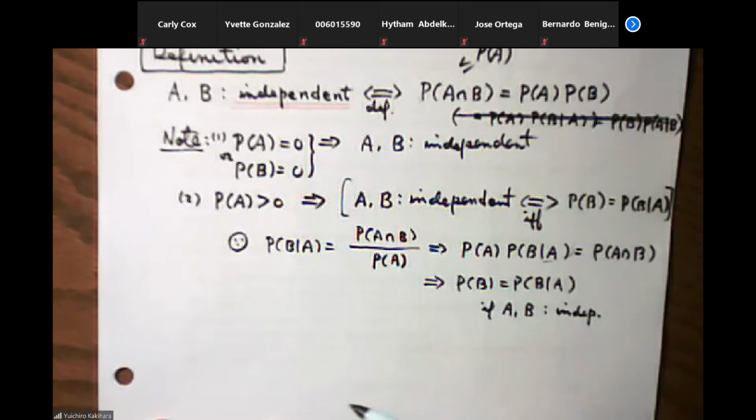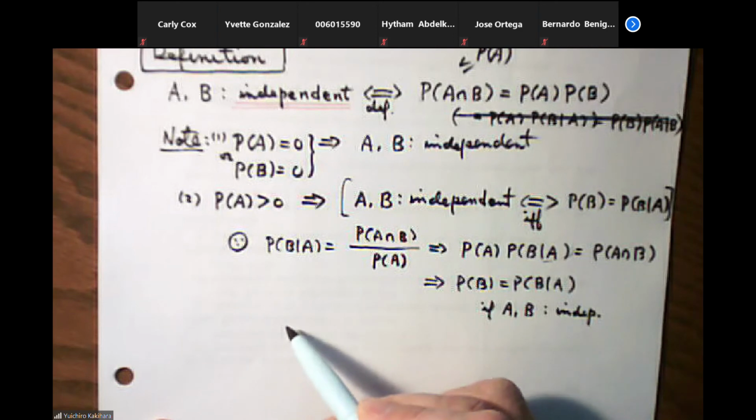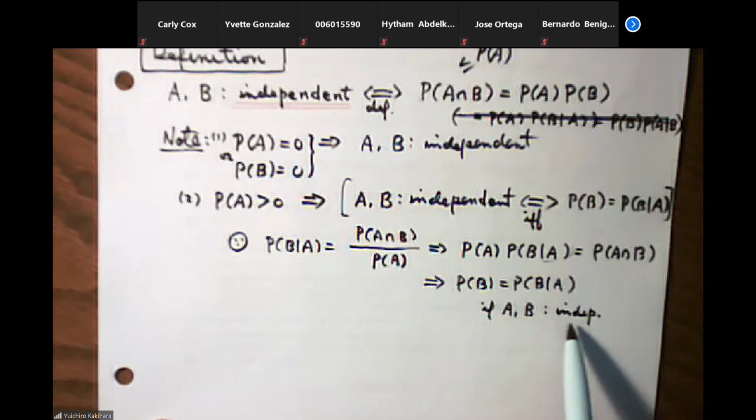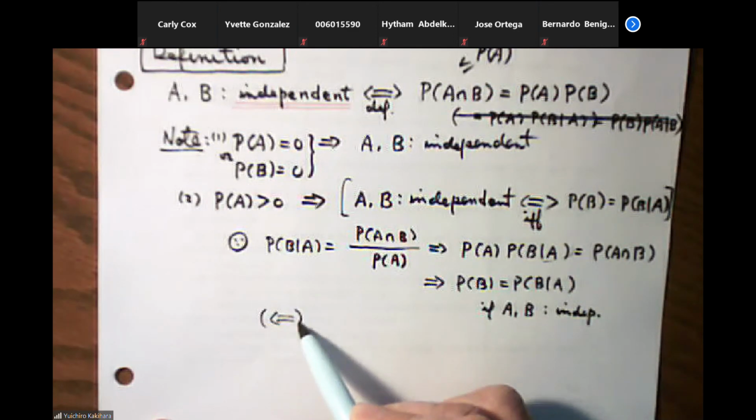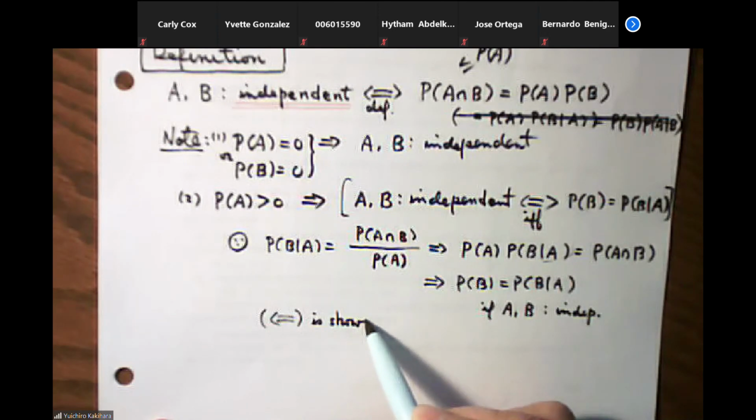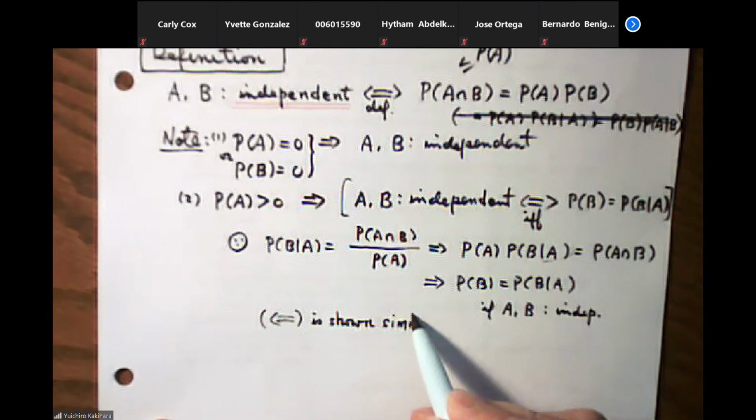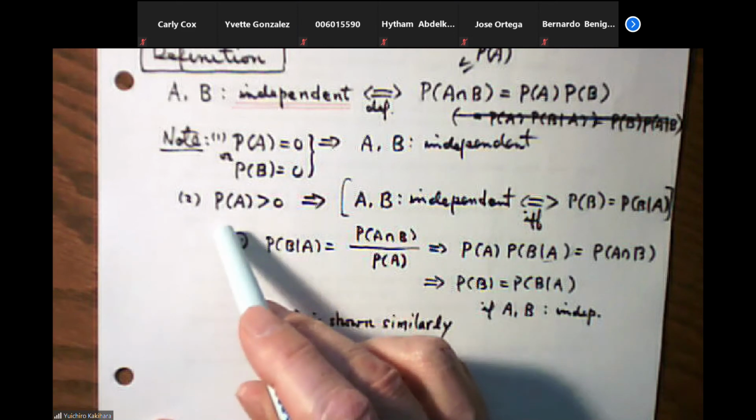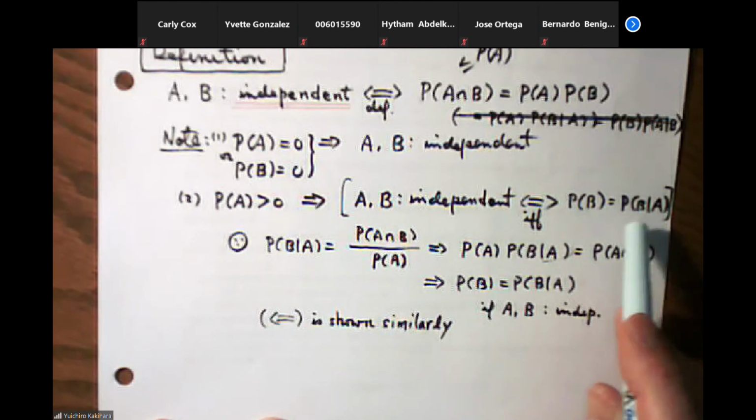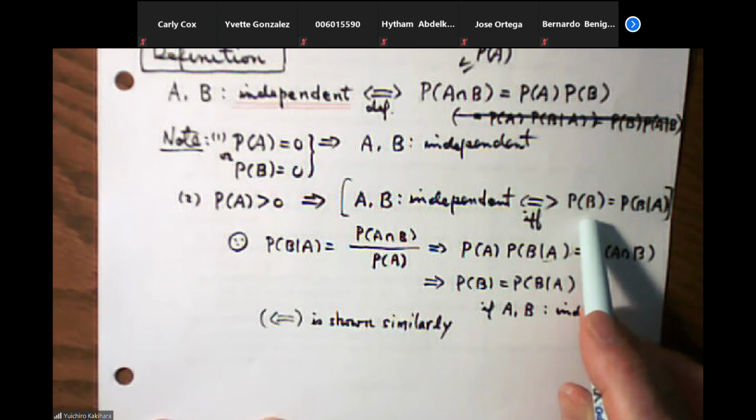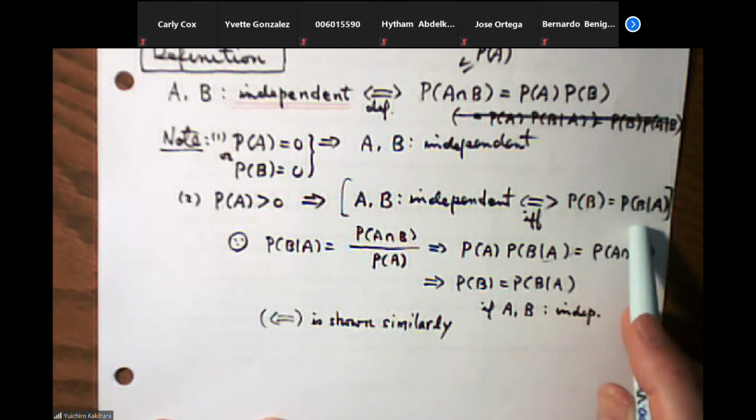And then the other direction is, I have proved that independent, then this is obtained. And then this can be shown in the same way. Similarly, I don't prove this. So in the case when the probability of A is positive, then the independence is the same as this. This conditional probability is the same as the non-conditional probability. Probability of B is the same as the probability of B conditioned by A.